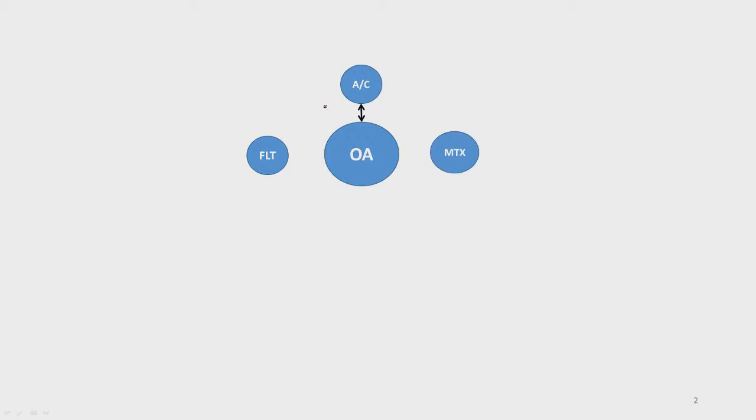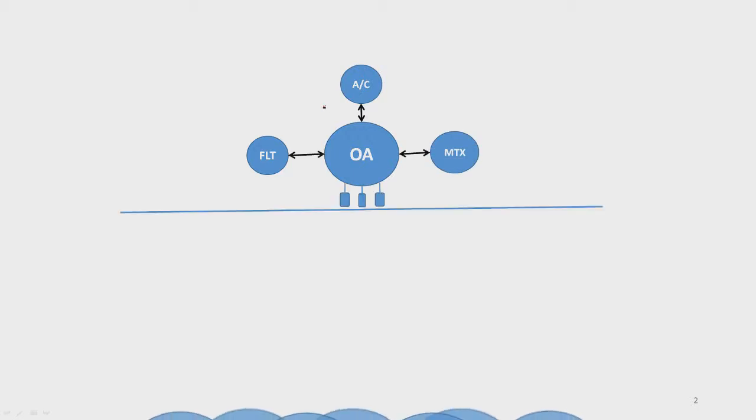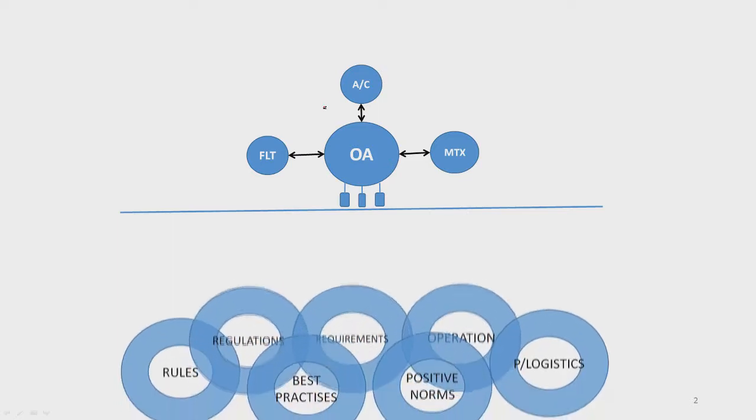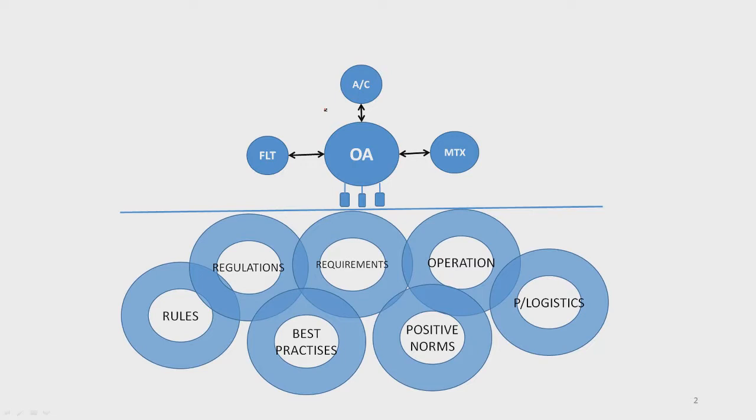Now, before we start today's presentation, I would like to put here a quick summary from previous presentations. In the middle, we said we have operational availability. From a business perspective, definitely we need aircraft. On one side, we have flight, unscheduled operations. On the other side, we have maintenance, scheduled ground, and this system is supported with the following items: regulations, requirements, operations, designs, rules, best practices, positive norms, parts logistics, etc.